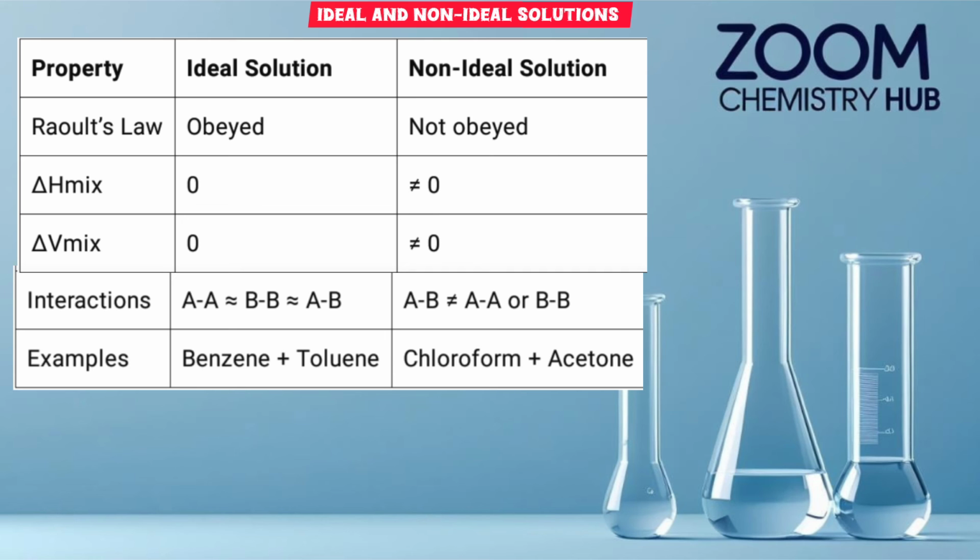Similarly, the interactions in ideal solution, the interactions of component AA may be equal to the component BB, and these interactions may be equal to the interactions of A and B. Similarly, in the non-ideal solution, the interaction of component AB is not equal to the interaction of AA or the interaction of BB. Examples of ideal solution are benzene and toluene, and the example of non-ideal solution is chloroform and acetone.